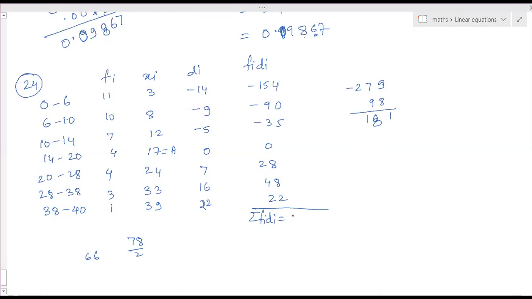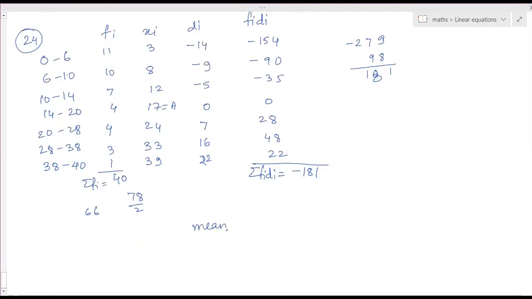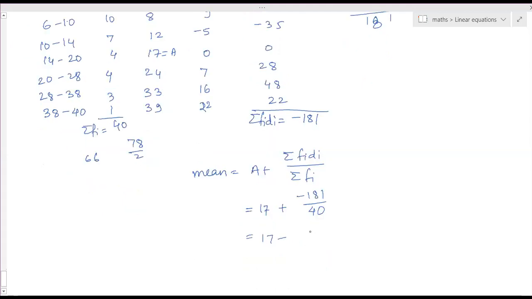Yes, 181 minus 181 is the sum of fidi. And what is the summation of fi? 21 plus 7 is 28, 32, 36, 36 plus 4 is 40. So mean is equal to A plus summation fidi by summation fi. A is 17 plus minus 181 by 40. Simplify this: 17 minus 181 by 40.